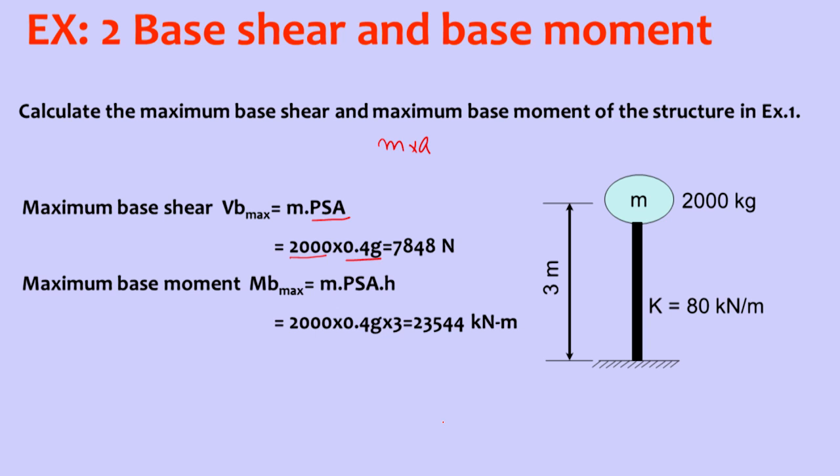Here you can see 0.4 g. If I multiply these two, I get 7.48 kilonewton as the maximum base shear. Similarly, if I multiply that with the height of the structure, I get 23,544 kilonewton meter as the base moment for the structure. So these base shear and base moment values are required for the design of this structure.